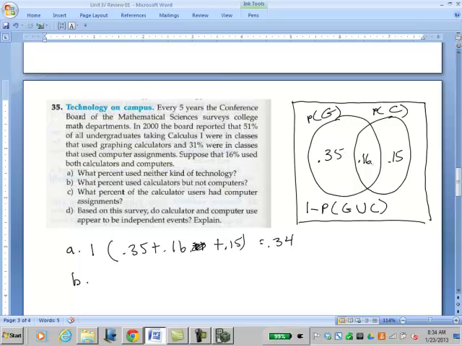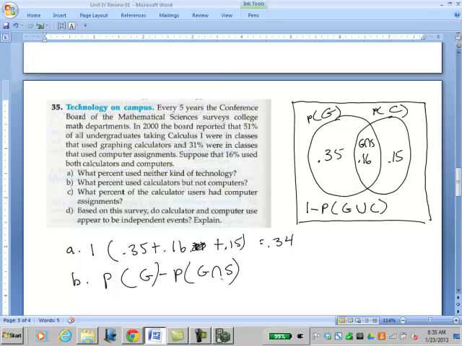Okay. So graphing calculators but not computers. Right here. It's 0.35. Can you see it? Okay, this is G and not C, so this is the probability of G minus the probability of G and C. Okay, yes? Part A says, what percent use neither kind?